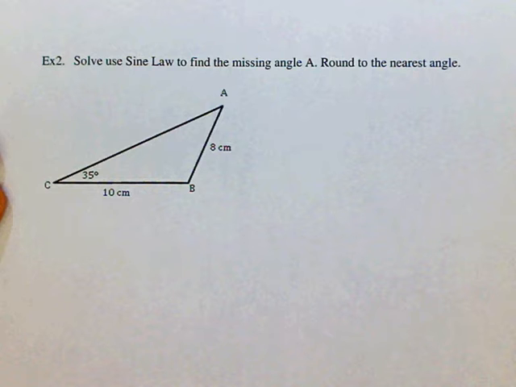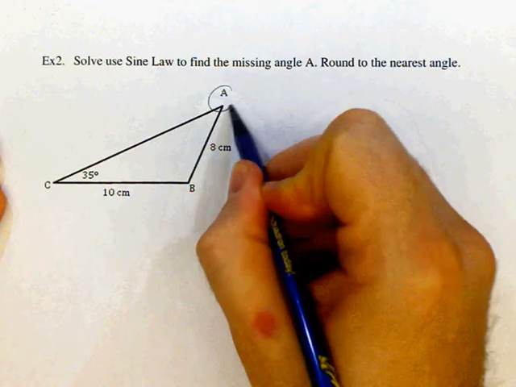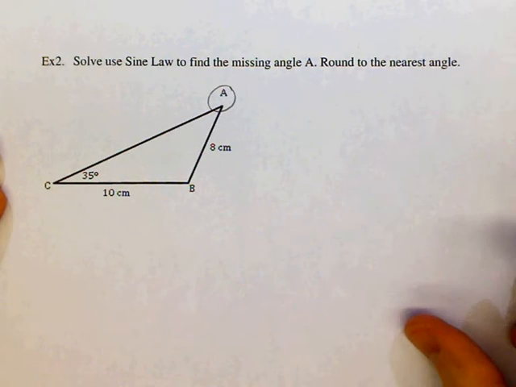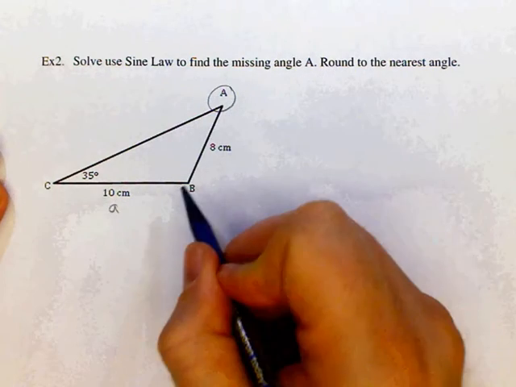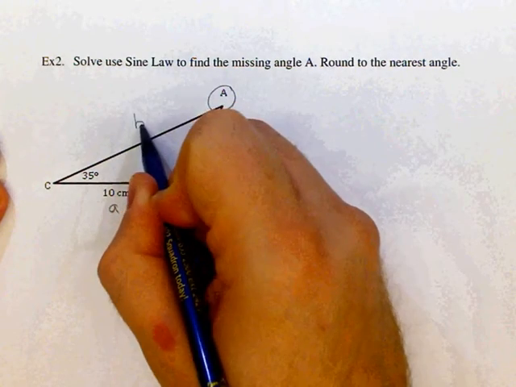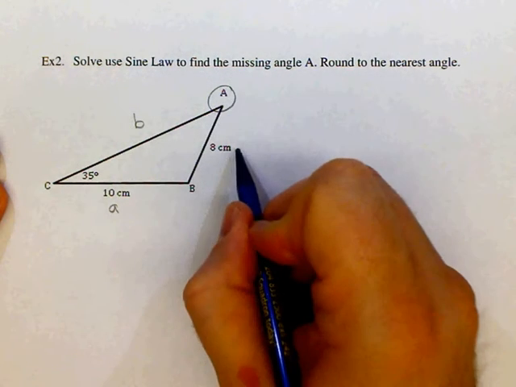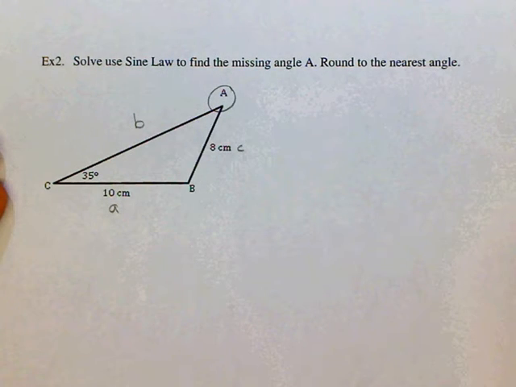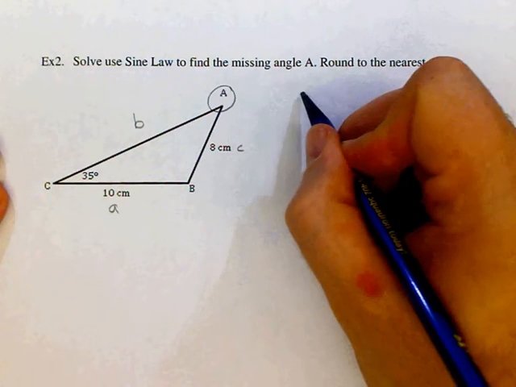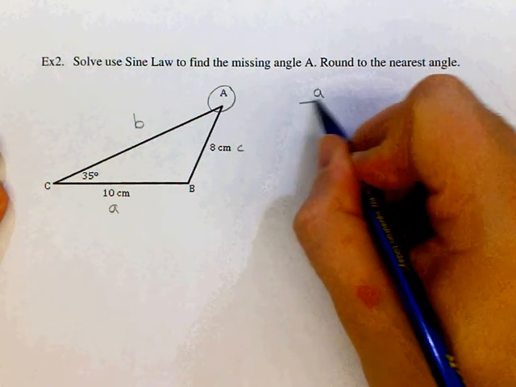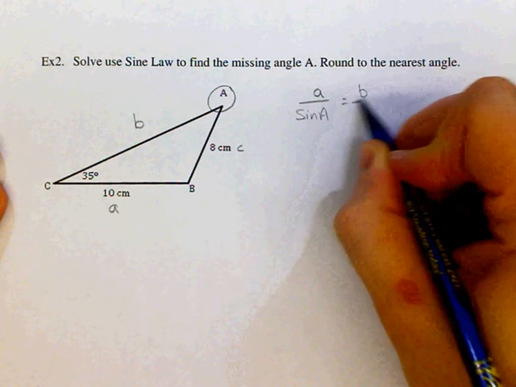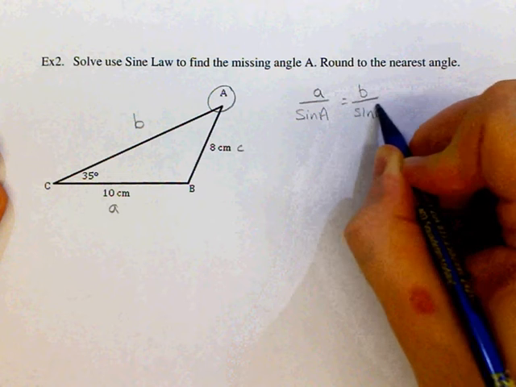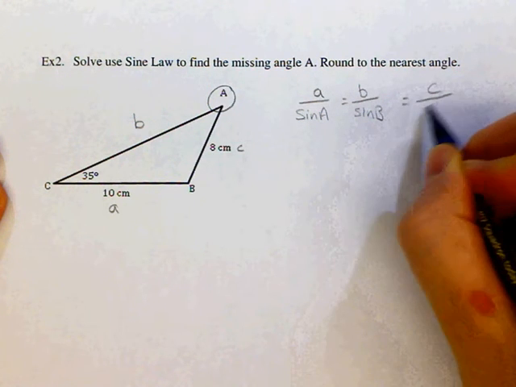Solve using the sine law to find the missing angle A. So here's angle A right here. First step is always to label. Angle A, little a. Angle B, little b. Angle C, little c. Next step is to write out the sine law. a over sine of A equals b over sine of B equals c over sine of C.